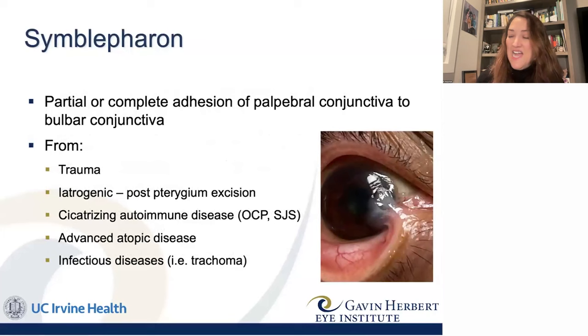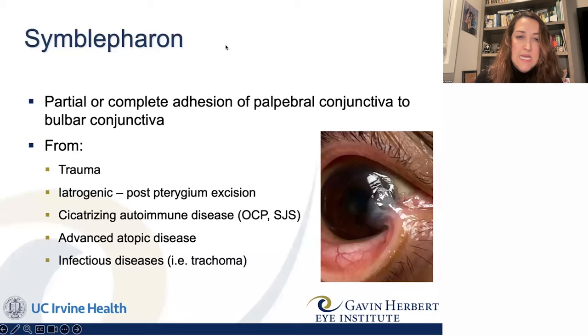I'm going to jump into one final topic, and that's patients with severe symblepharon or recurrent symblepharon, which can be partial or complete adhesion of the palpebral conjunctiva to the bulbar conjunctiva. These can be from cicatrizing diseases, as we just talked about, or perhaps from trauma-related post-pterygium surgery.